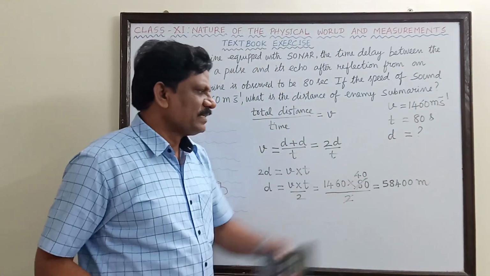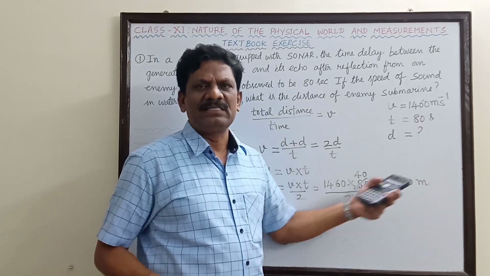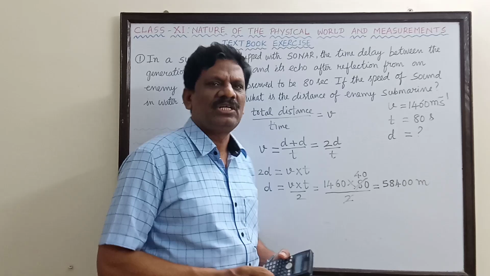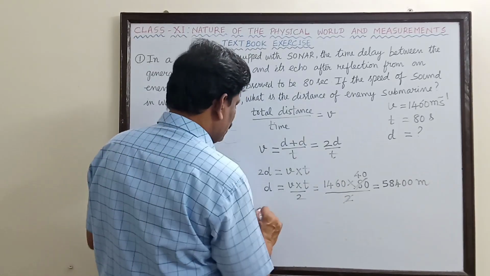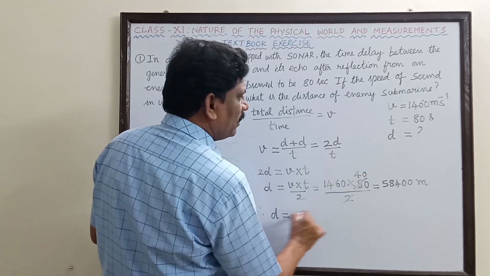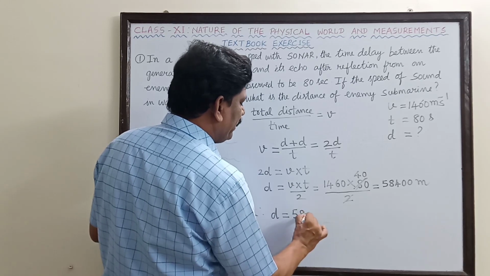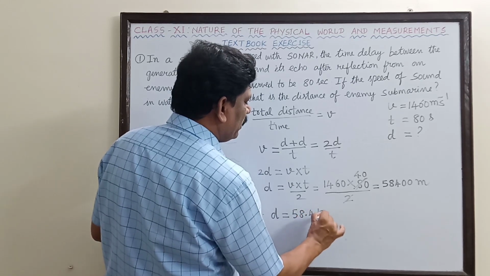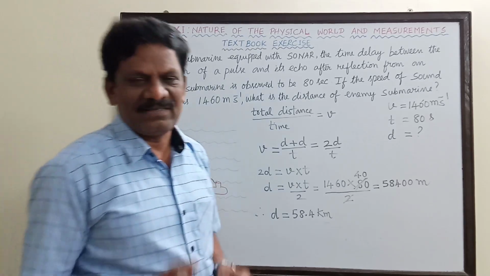Now we have expressed the answer in meter, but in general for a long distance, if you express it in kilometer it will be relevant. So we will divide this by 1000 and write in kilometer. Therefore the distance of the enemy submarine is 58.4 kilometer. So this is the right answer.